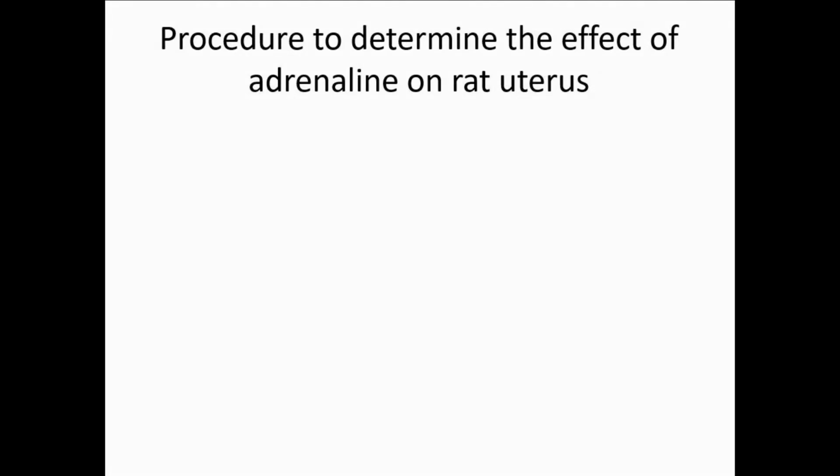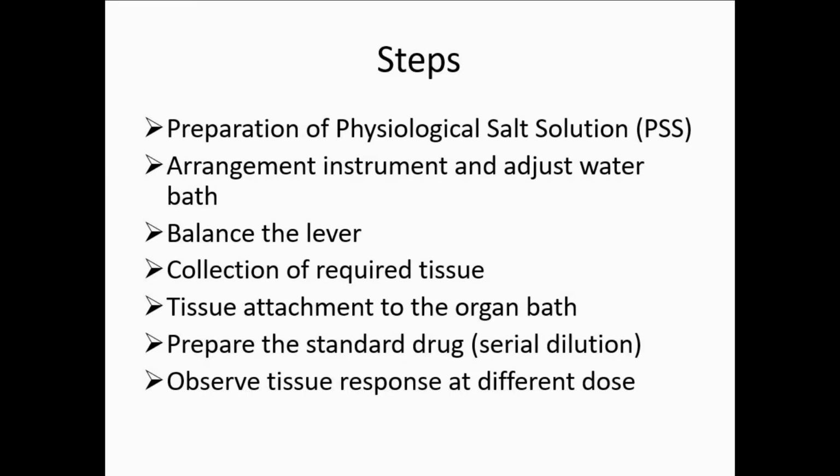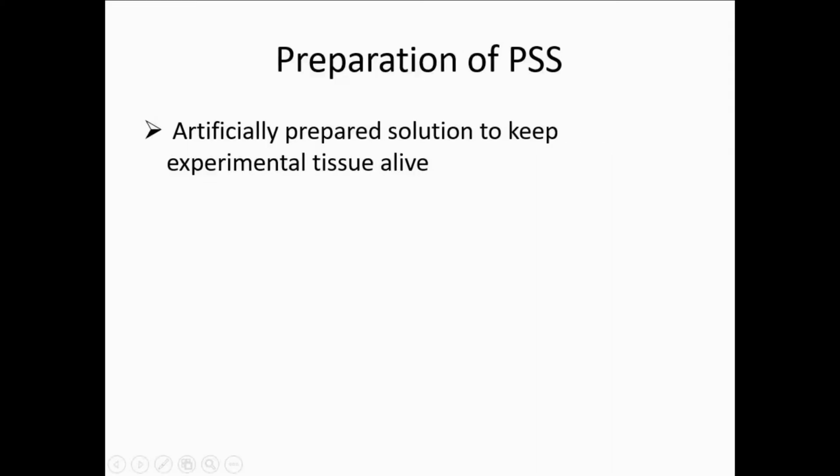Procedure to determine the effect of adrenaline on rat uterus. There are several steps, of which the first one is the preparation of physiological salt solution. Next is the arrangement of instrument and adjustment of water bath. Then balance the level, collection of required tissue, attachment to the organ bath, prepare the standard drug by serial dilution, and observe tissue response at different doses.